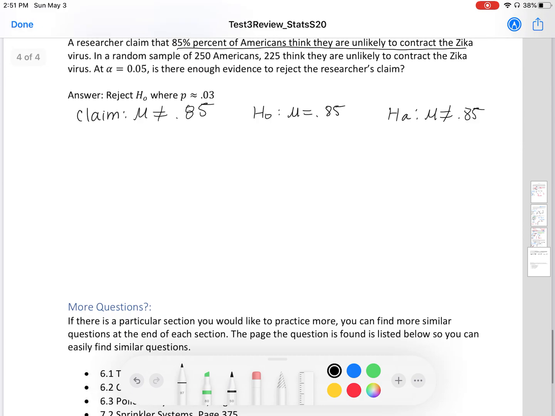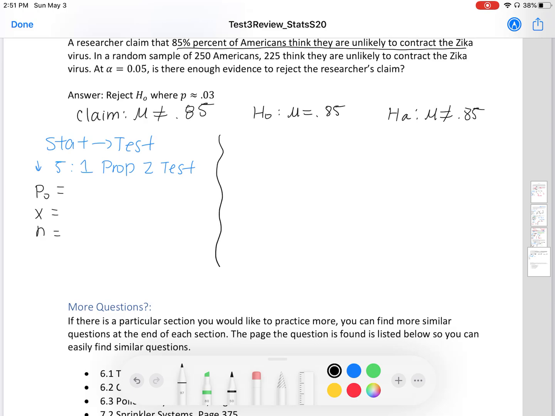To know whether we accept or reject our null, we're going to use a calculator. So we press stat, scroll over to test, and we want to choose one prop z test. On my calculator, this is the 5th option, so make sure to scroll down and choose one prop z test. From there, we want to find out what our p naught is, our x, and our n.